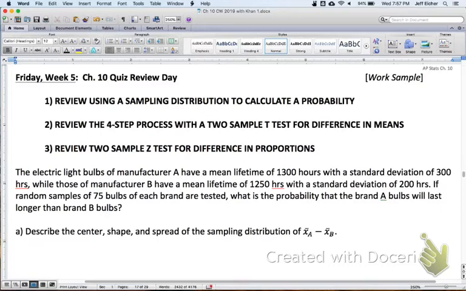We're in week 5. Next week on Tuesday, you'll have a quiz. Yippee. So to prepare for that quiz, I'd like to review 3 things. Number 1, using a sampling distribution to calculate a probability. Number 2, doing a 2-sample t-test. And number 3, doing a 2-sample z-test for a difference in proportions.